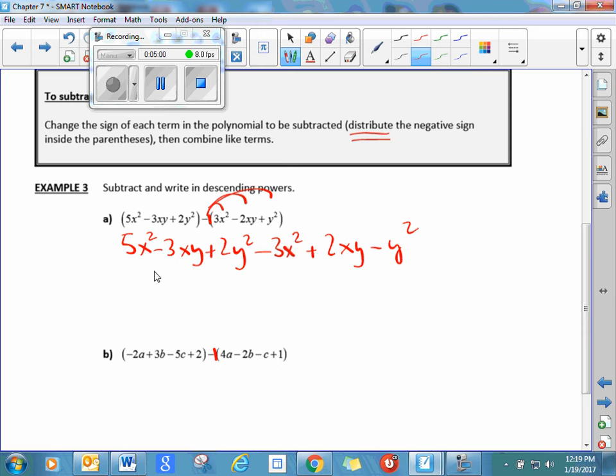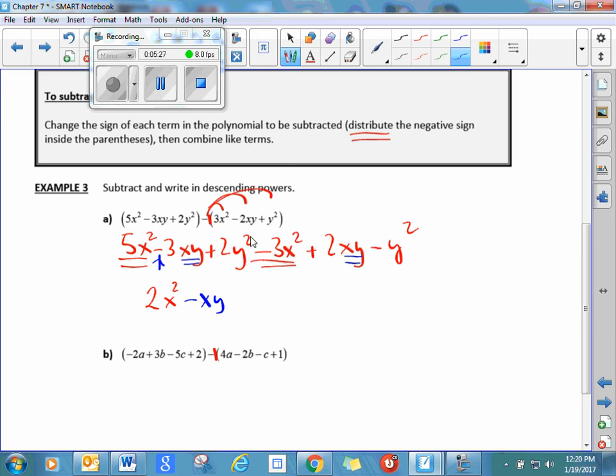So I'm going to combine my like terms. I've got 5x squared here and negative 3x squared here. So 5 minus 3 would be 2x squared. And I'm ready to move on to the xy terms. X to the first, y to the first, x to the first, y to the first. A negative 3 plus 2 is a negative 1, or just negative xy. All right, that takes care of him.